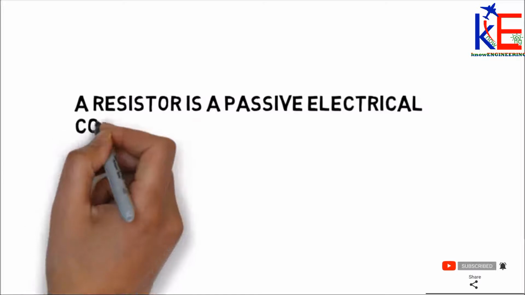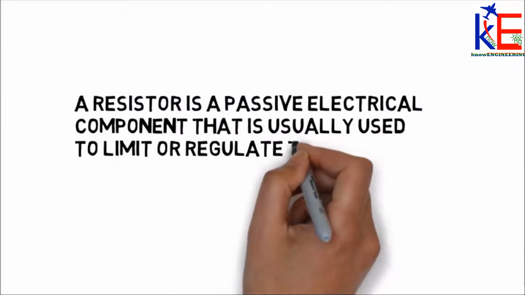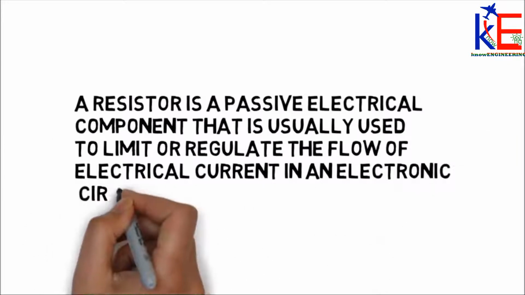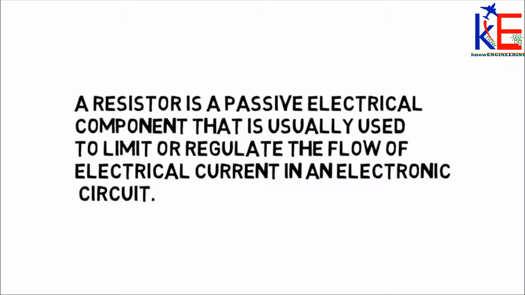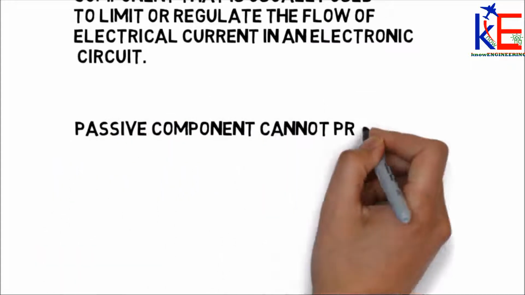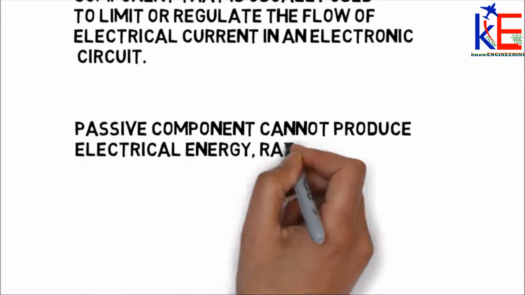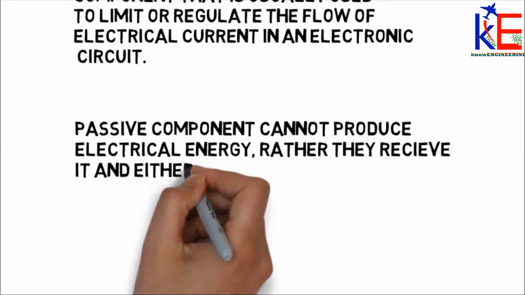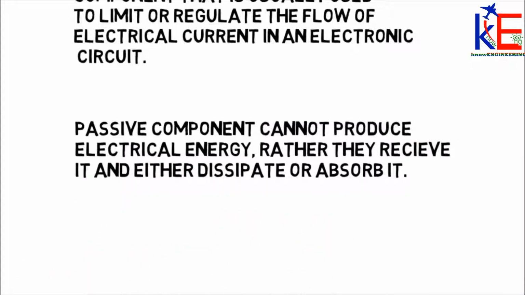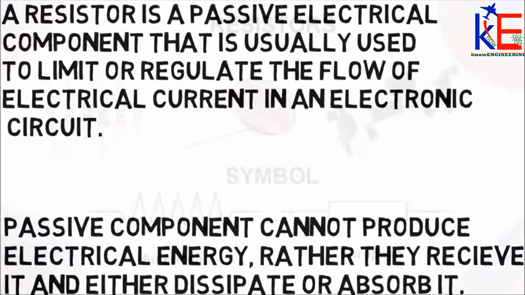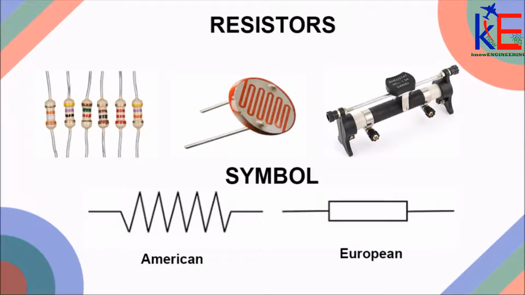A resistor is a passive electrical component that is usually used to limit or regulate the flow of electrical current in an electronic system. It is a passive component because it cannot produce electrical energy on its own. Rather, it receives it from other sources and either dissipates or absorbs it. These are some photos of resistors and also the generally accepted symbols for resistors.